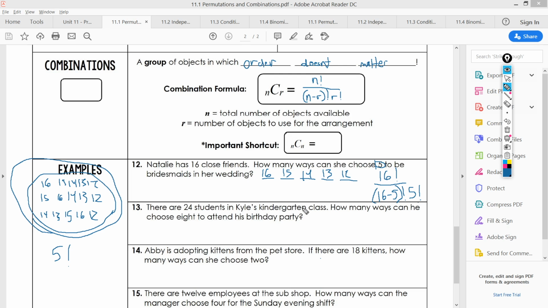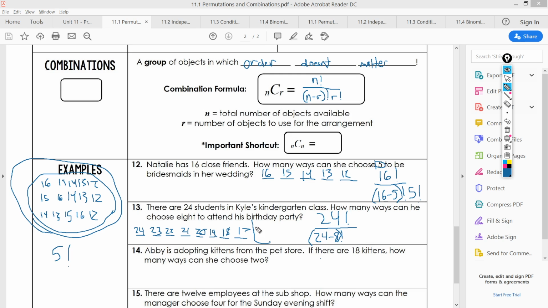Okay, so let's do one more example, I guess. There are 24 students in Kyle's kindergarten class. How many ways can you choose 8 to attend his birthday party? So I only have 8 slots. And so for the first slot, I could choose 24 people, then 23 people, then 22 people, 21, 20, 19, 18, 17. Okay, so we have 24 factorial divided by 24 minus 8 factorial, that's the same thing as 16 factorial.